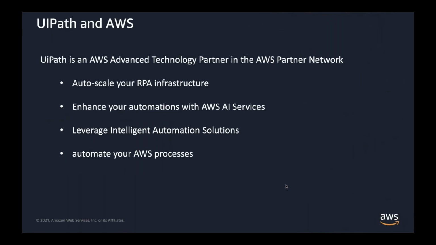So what I want to cover today, I know this has been a long session for you, so I want to pick four topics today and address some of the things that can help your thought process on AWS and UiPath implementations. The first one is auto-scaling your RPA infrastructure. This talks about how easily you can deploy a UiPath RPA solution on AWS. I'll talk about a few flavors.